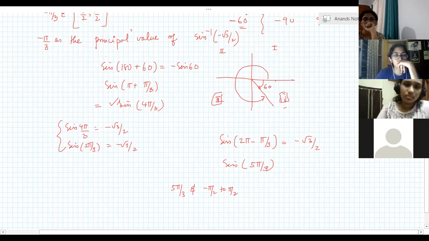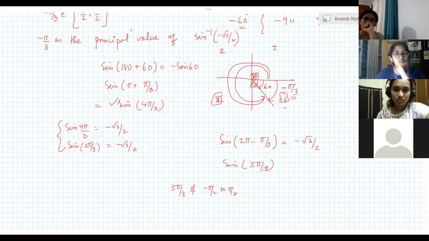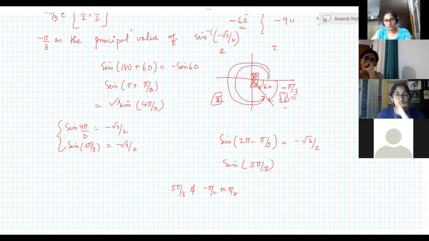So the question is, how do I express this angle such that it comes in this domain? The only way is you take it in the negative direction, say minus pi by 3. Are you following this, guys? Yes, sir. Okay, so the correct answer is minus pi by 3, the principal value for sine inverse of minus root 3 by 2. All right, let's do one more.